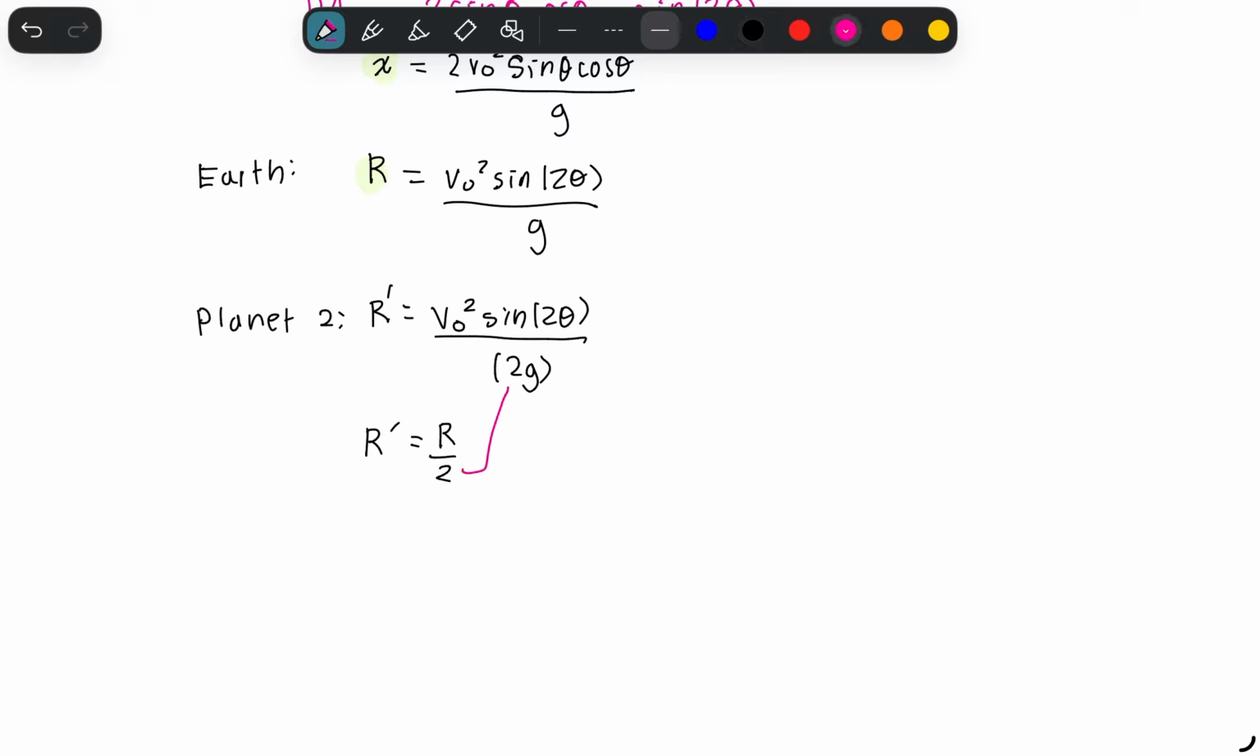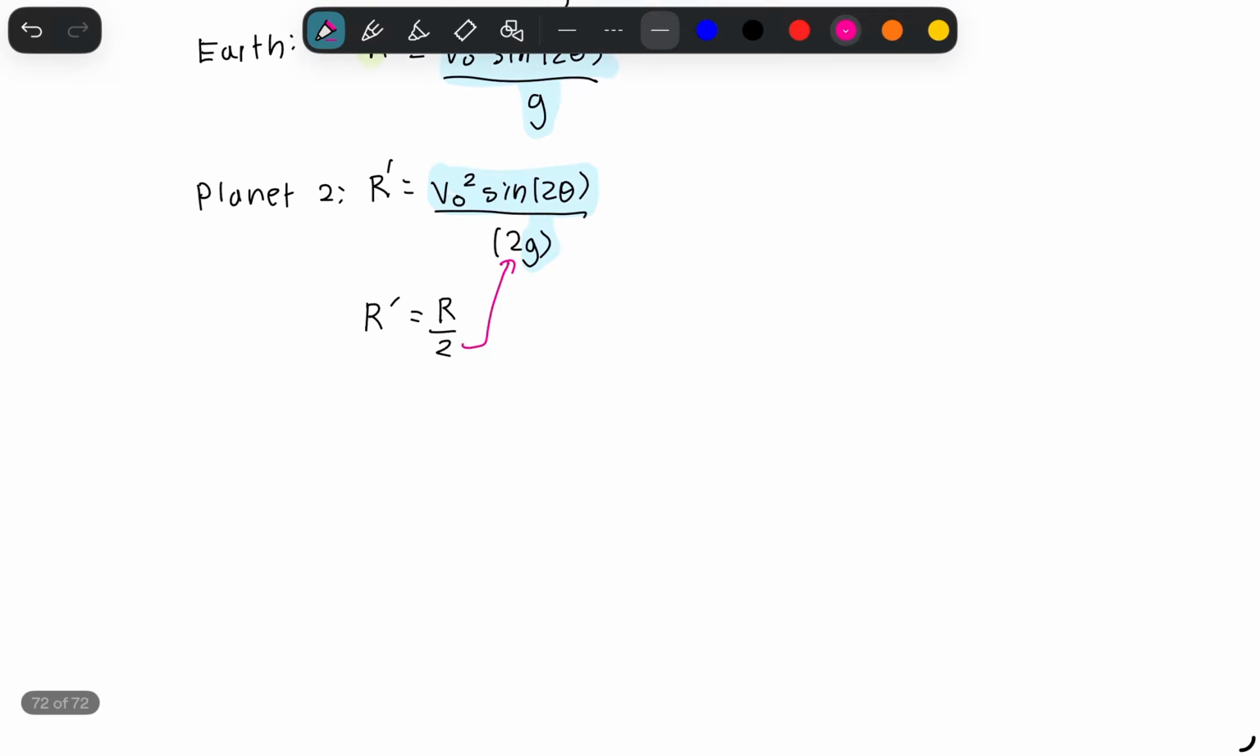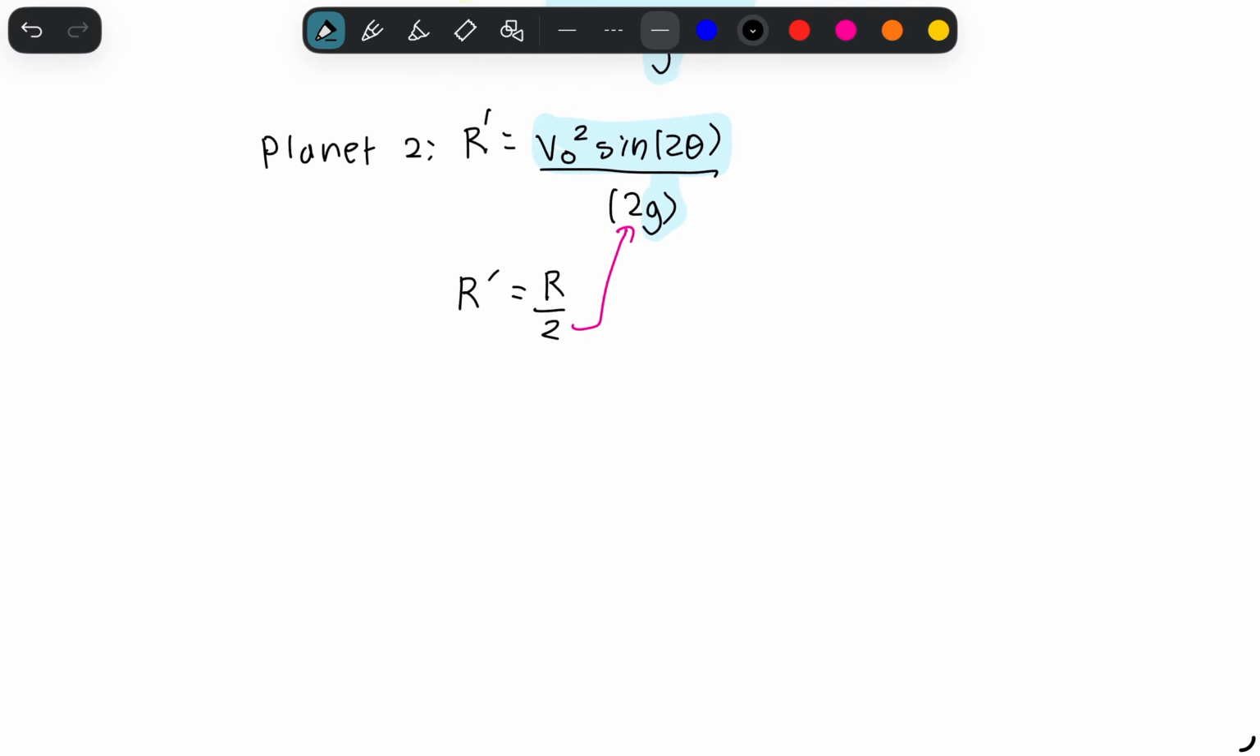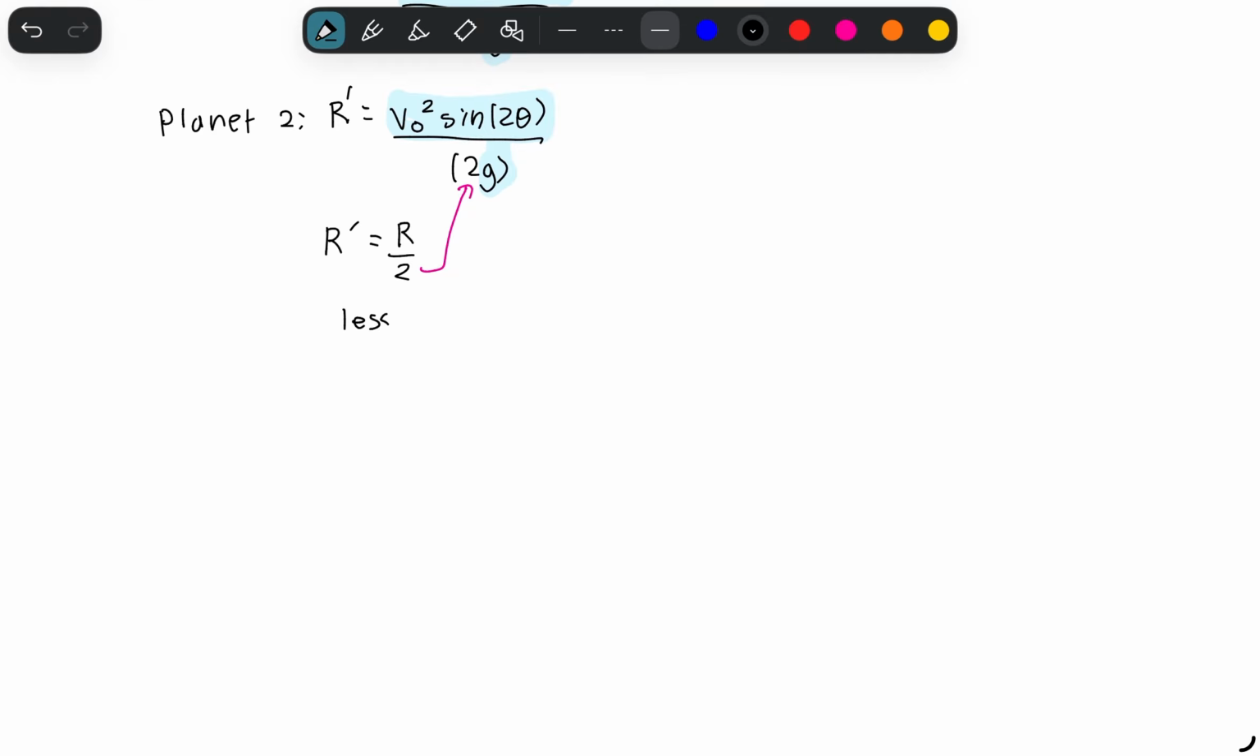The reason being that 2 is in the denominator. And you can just examine in the equations that everything is the exact same. See, everything in this equation is the exact same as our Earth planet, except the only different thing is that we have division by 2 in the denominator, which is why we say that when we take r prime and we wanted to find that in terms of r, we would just divide r by 2. And this makes sense because if you have less time in the air, that's going to mean you have less horizontal distance.